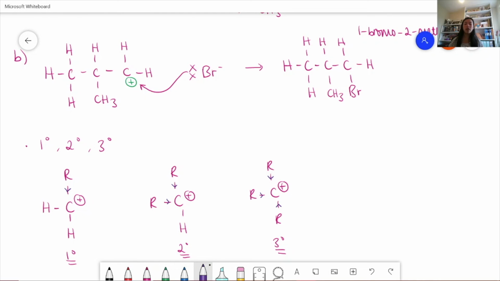And we know that because the electrons are released onto the carbon, it stabilizes the carbon, and so therefore the tertiary carbocation will be the most stable because there are more alkyl groups to release electrons onto this carbon with a positive charge. And so we have that the tertiary carbocation is the most stable, and then also the primary carbocation is the least stable.